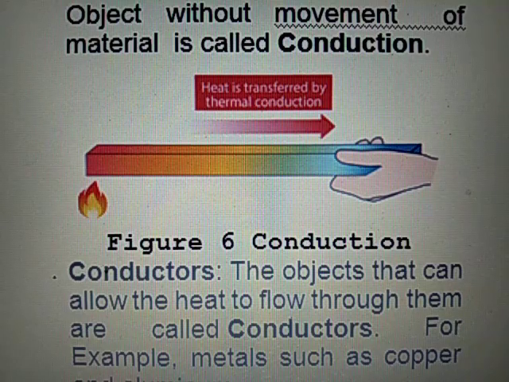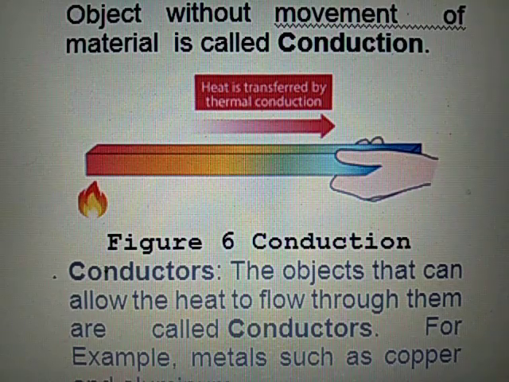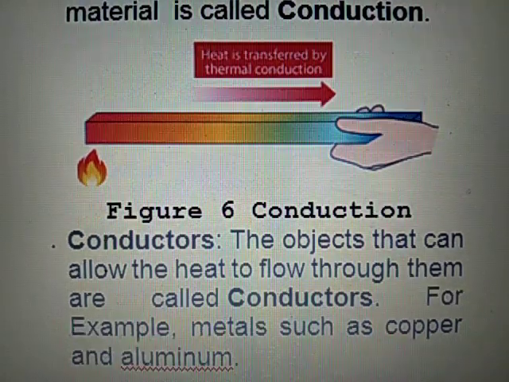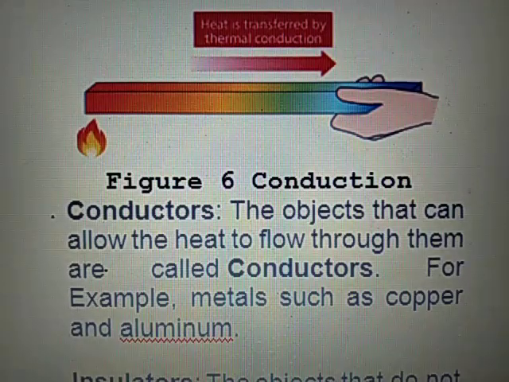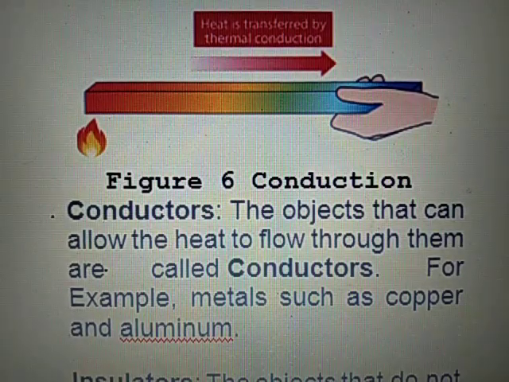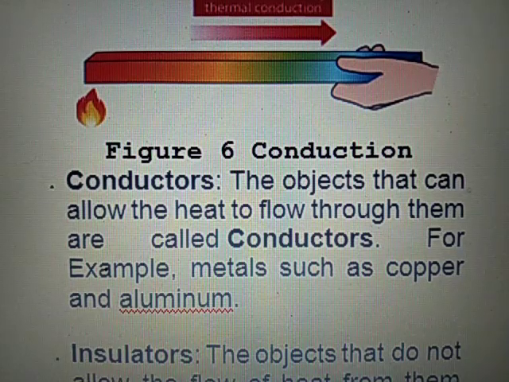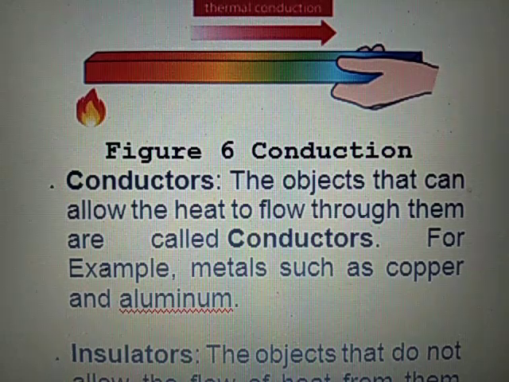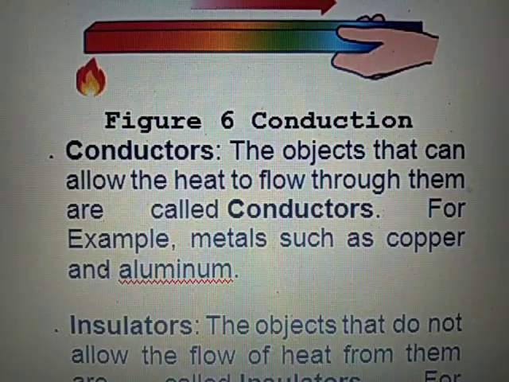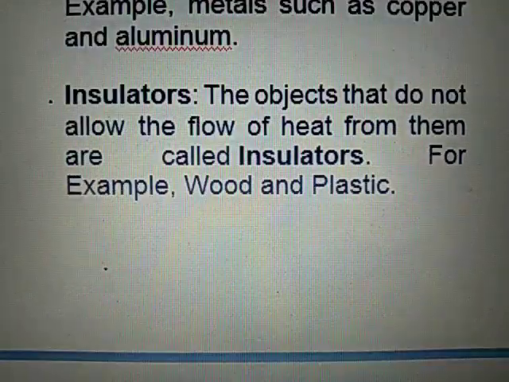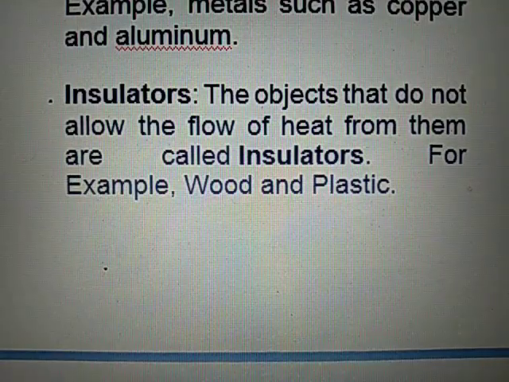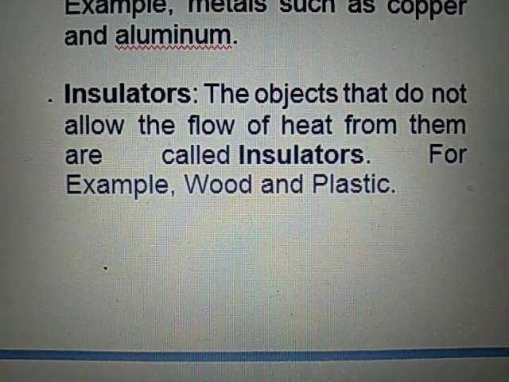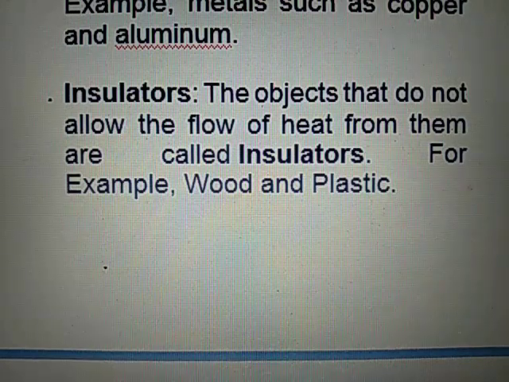The objects which allow heat to flow through them easily are called conductors. For example, generally metals are conductors, like copper and aluminium. Silver is the best conductor, followed by copper. And the objects or materials that do not allow heat to flow through them are called insulators. Examples are wood and plastic.